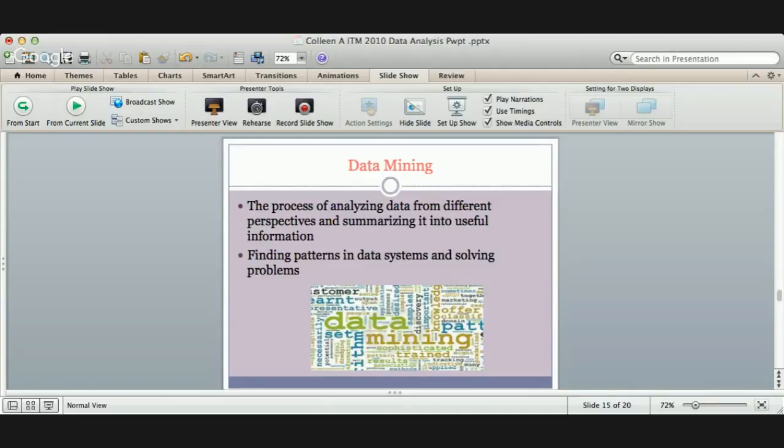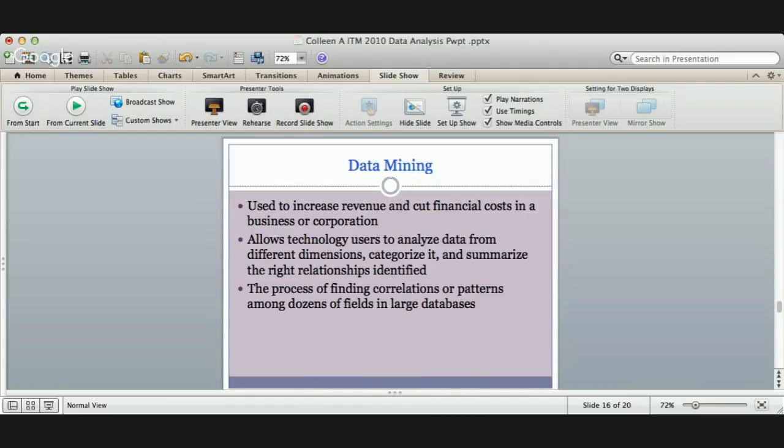The second part of data analytics is data mining. It's the process of analyzing data from different perspectives and summarizing it into useful information. Also finding patterns in data systems and solving problems. Data mining is used to increase revenue and cut financial costs in businesses, healthcare settings, or corporations as well.